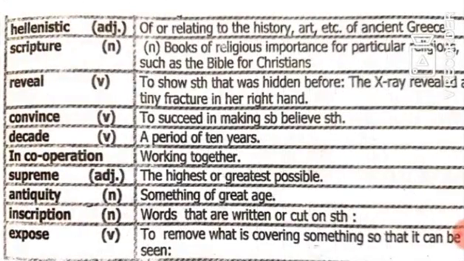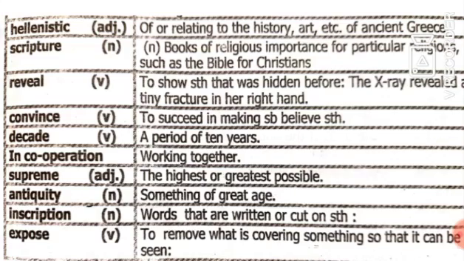The next word is Hellenistic. Hellenistic means relating to the history or art of ancient Greece. Scripture means books of religious importance for particular religions, such as the Bible for Christians. Reveal means to show something that was hidden before. For example, the X-ray revealed a tiny fracture in her right hand. It means that the X-ray showed a very small break in her right hand.